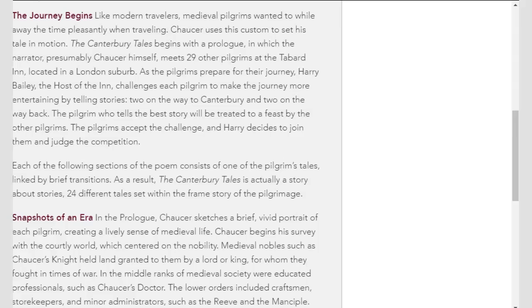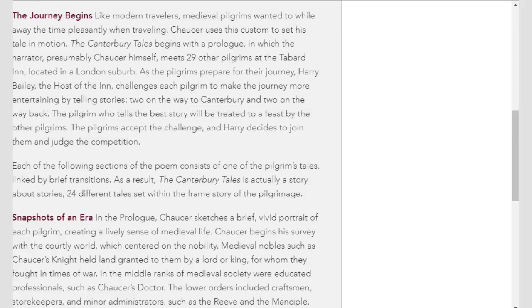The Canterbury Tales begins with a prologue, in which the narrator, presumably Chaucer himself, meets 29 other pilgrims at the Tabard Inn, located in a London suburb. As the pilgrims prepare for their journey, Harry Bailey, the host of the inn, challenges each pilgrim to make the journey more entertaining by telling stories.